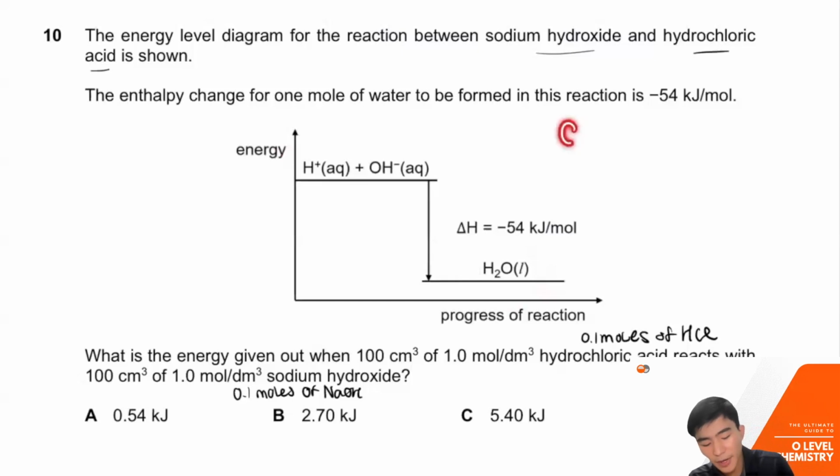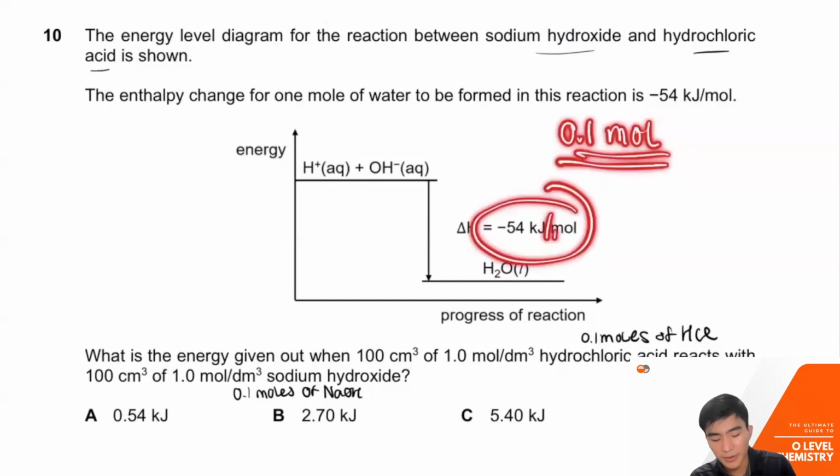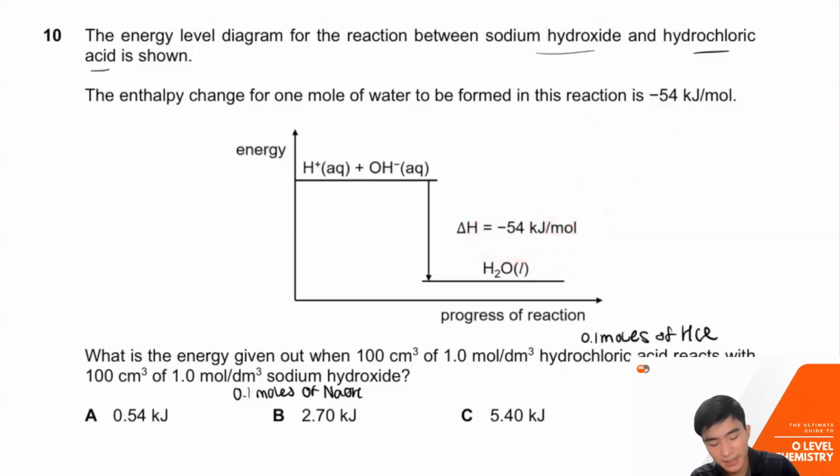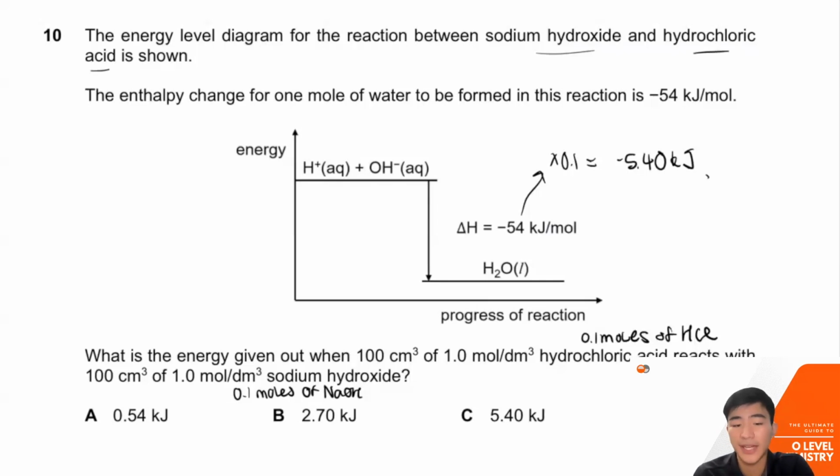So if 0.1 mole of water is formed, 0.1 mole of the reaction has taken place, and the enthalpy change is per mole. So to get 0.1 mole, what do I do? I multiply by 0.1, or divide by 10. It will give me negative 5.40 kilojoules. So this will be the enthalpy change for that reaction, for 0.1 moles of HCl reacting with 0.1 mole of NaOH.